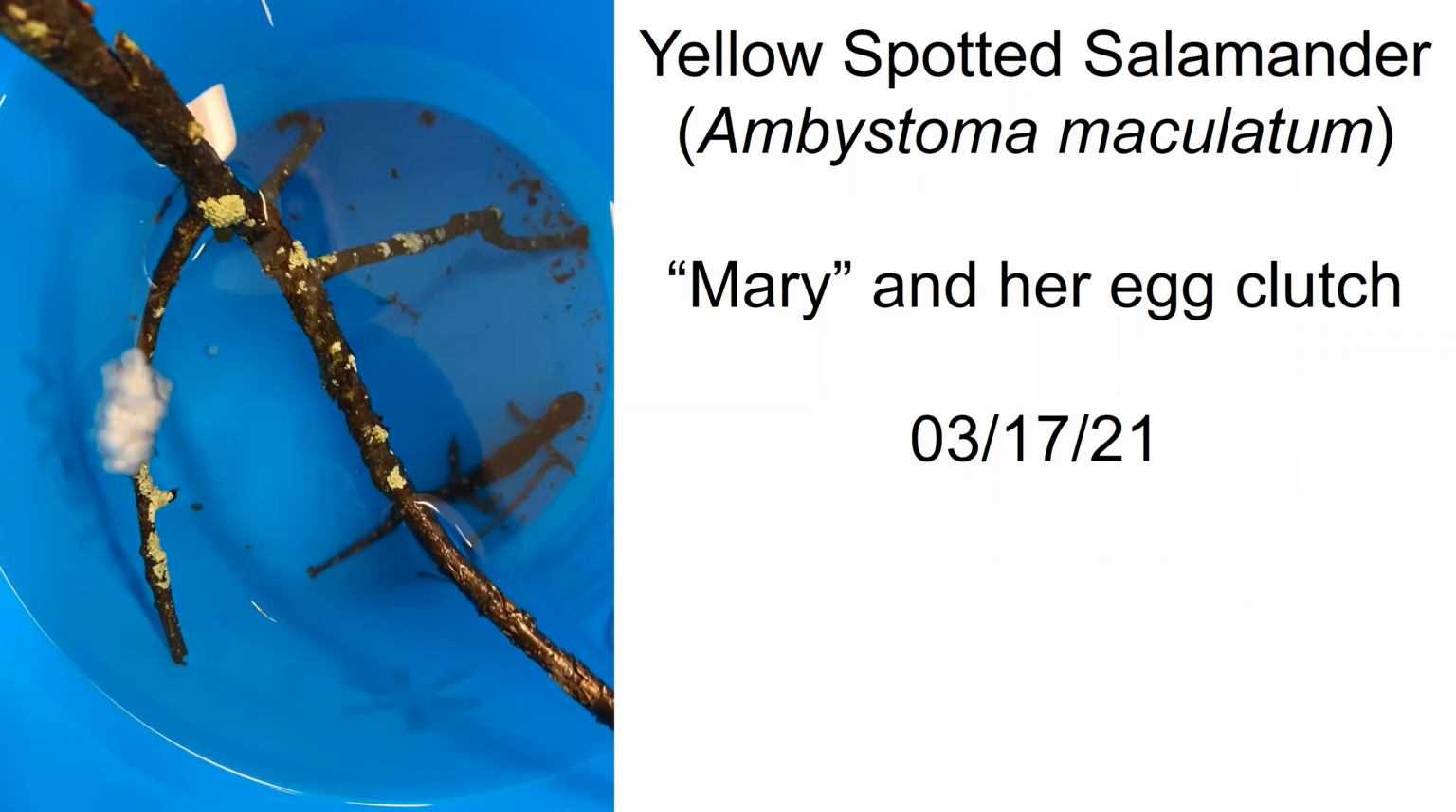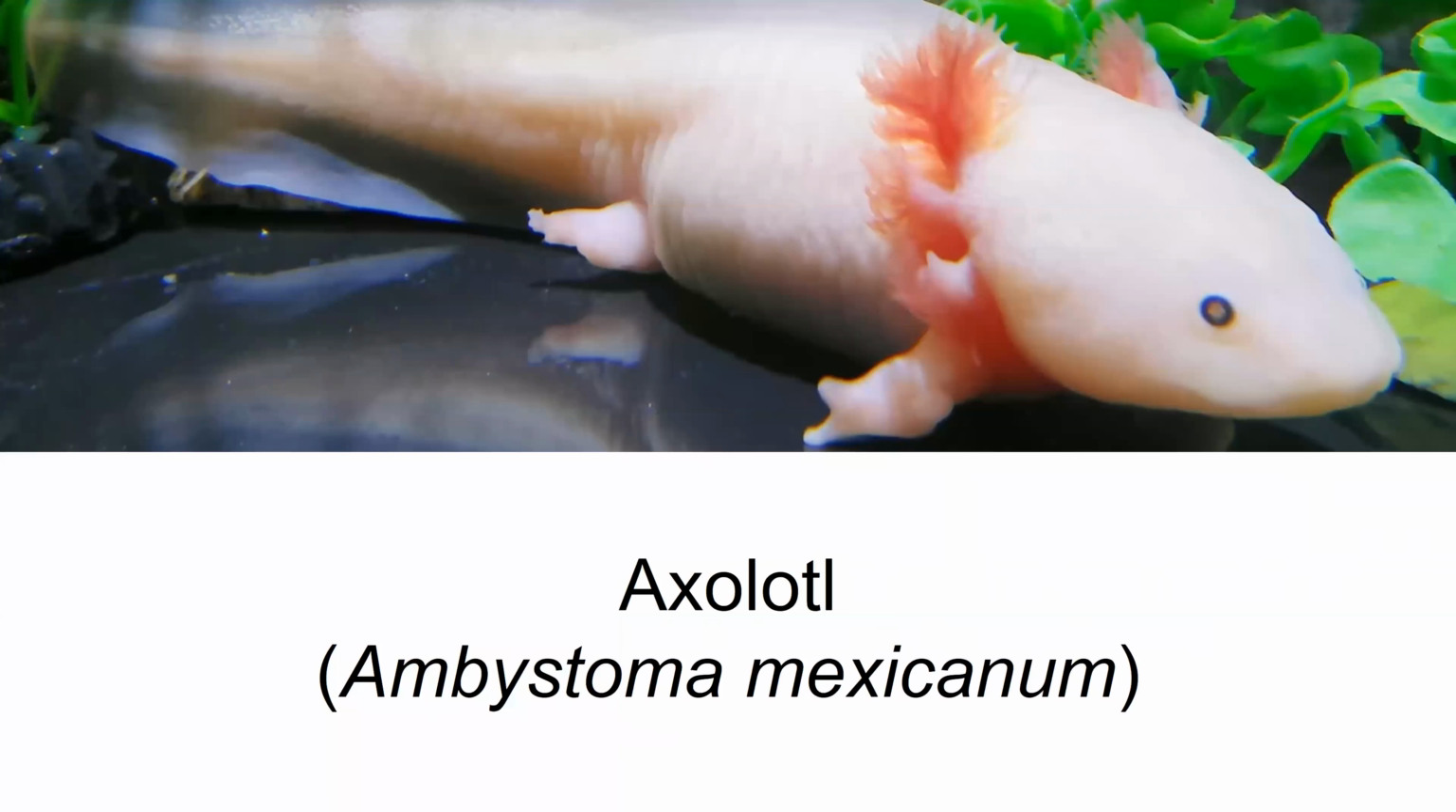Our first species of interest is the yellow spotted salamander, Ambystoma maculatum. Christine named her Mary back in March, and on the left you can see her egg clutch, which she laid in captivity. Our second species of interest is the axolotl, Ambystoma mexicanum, and it is critically endangered in Mexico, however widely used in laboratories around the world.